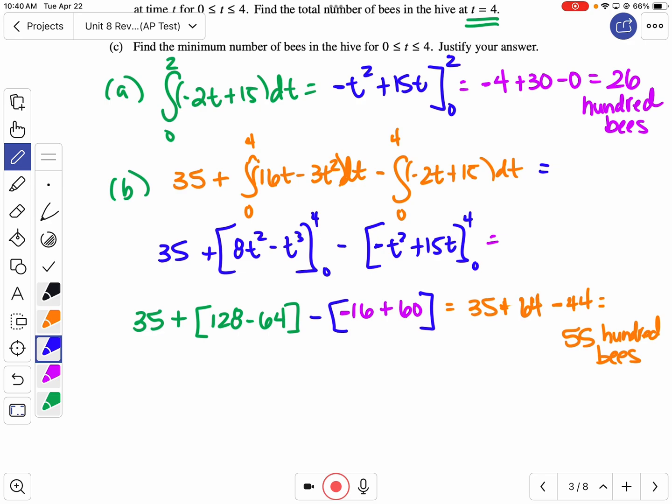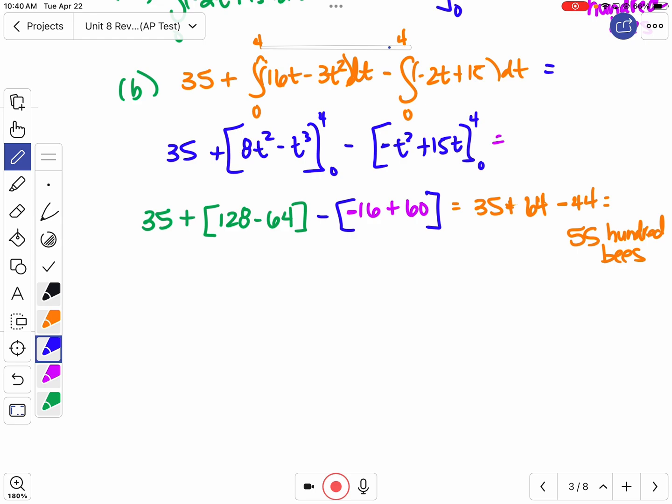All right, so then we get to part C, and part C is where it gets a little bit tougher, okay? Because this is talking about finding the minimum number of bees in the hive between 0 and 4. Anytime they want me to find a minimum, we have to think about the candidates test, especially when it's a closed domain, okay? And that closed domain is from 0 to 4. So let's think about the total number of bees.